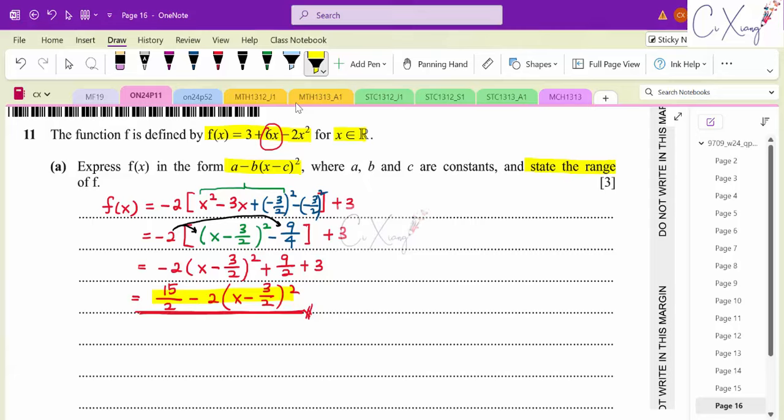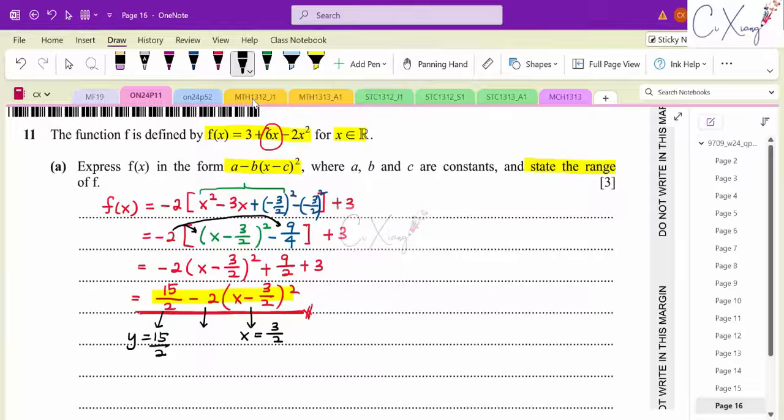And after that, they ask us to state the range of f. So for what we know, if we complete the square, basically this pattern already gives us the coordinate of the stationary point. So from here, you know that x is equal to 3/2 and 15/2 will be the y. So I know this is the coordinate of the stationary point, and I want to decide whether this is a maximum point or minimum point.